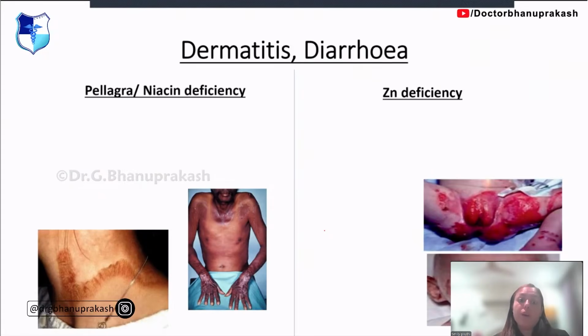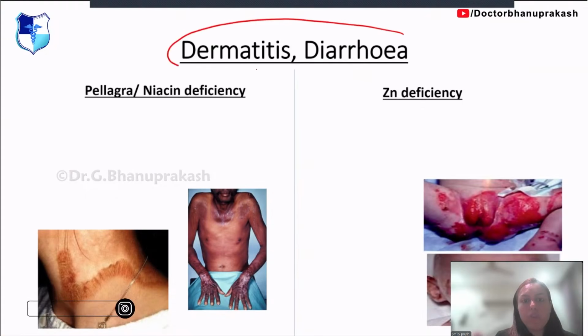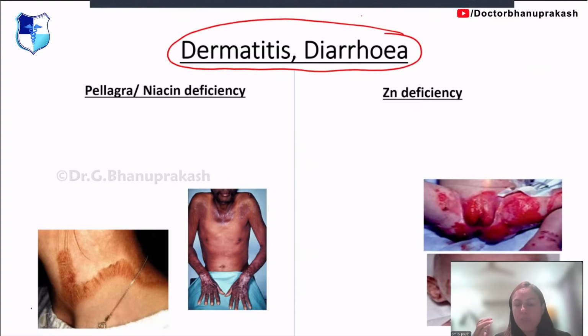Okay, coming to my next slide. So be very careful. If they give you a big clinical case history question, and the main pointers which you have picked from the question are dermatitis and diarrhea, now many students will make this mistake of quickly going to the diagnosis of pellagra. But be careful.